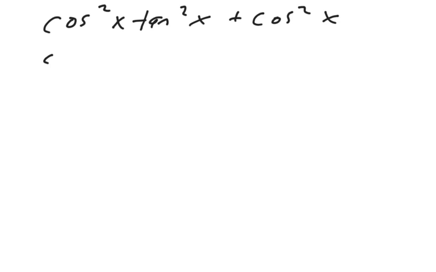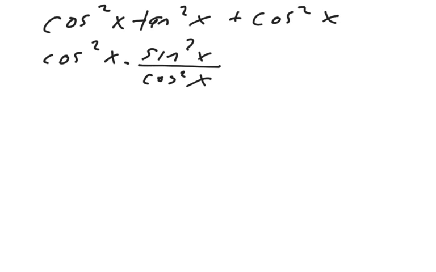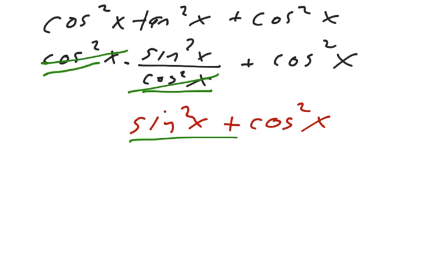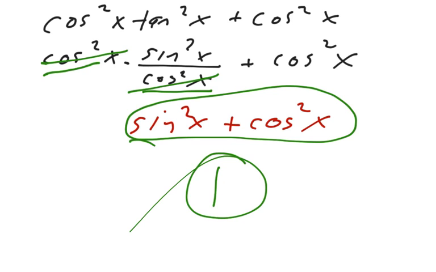And so we have cosine squared x times sine squared x over cosine squared x, because tan squared is the same as sine squared over cosine squared, plus cosine squared x. Because we have a cosine right here and cosine squared right here, those two cancel. So with them canceling, we're left with sine squared plus cosine squared. And then when we put these two together, we get the answer of 1, and there's our answer.